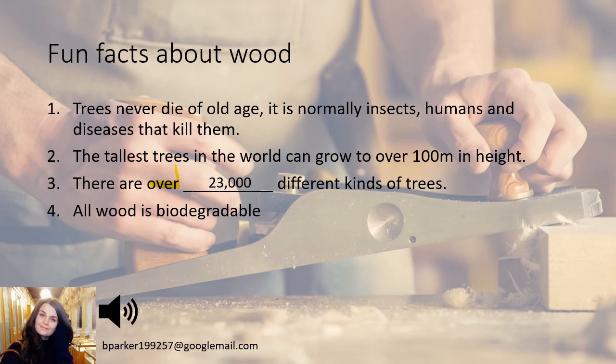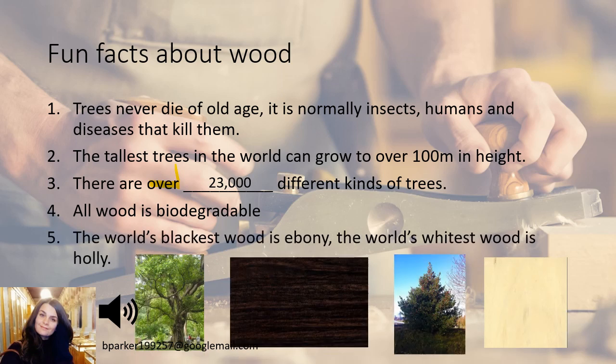4. All wood is biodegradable. All wood is biodegradable, which is good news. And 5. The world's blackest wood is ebony, which I believe you can see here, if you can see where I've put the little yellow mark. And the world's whitest wood is holly. So holly trees are not just for Christmas.